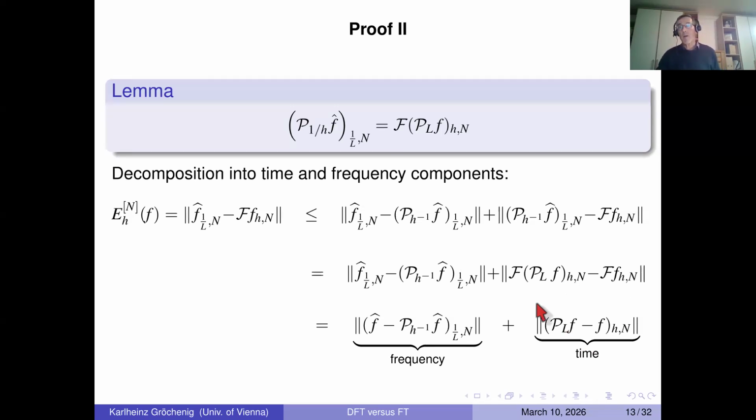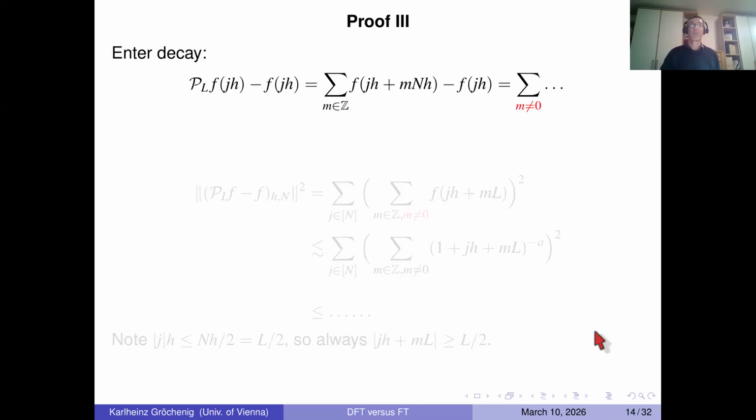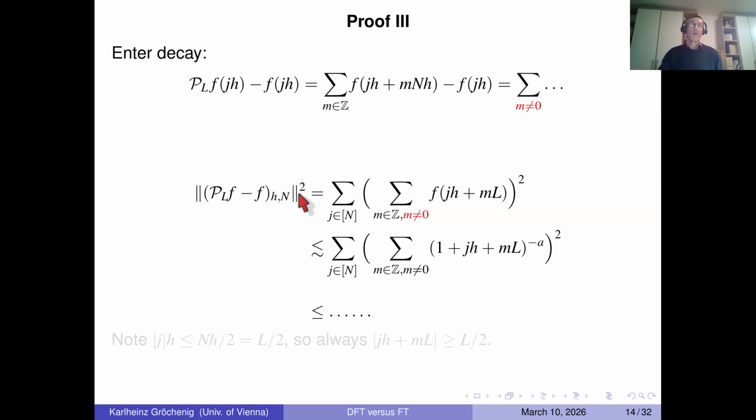So before I stop, let's spell this out and see. So I have the periodization of f evaluated at jh minus f evaluated at jh. So spell this out. I should have written L here. So this is a sum over m, and I subtract the value with m equals 0. So what I get is a sum over all integers m non-zero. So if I write this, well, it's just the L2 norm of this difference over the j's in this index set. I get this here, and now you see how decay conditions come in.